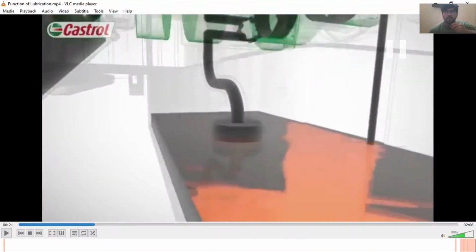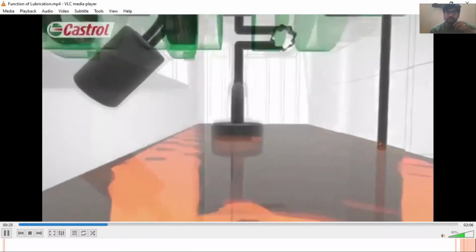Okay, here it is mentioning that the oil is present in the oil sump of a car, and from the oil sump it travels across those parts of the engine where the lubrication is required.